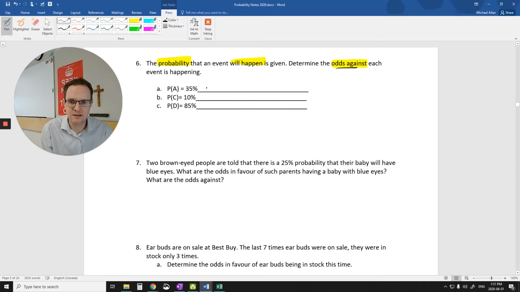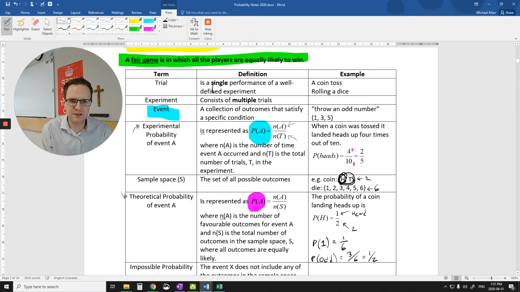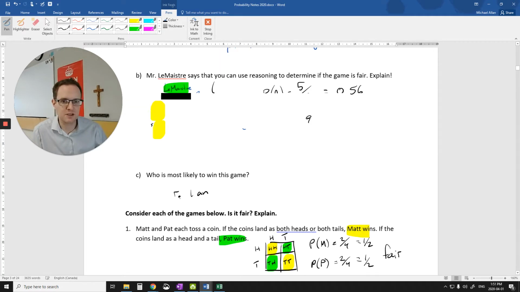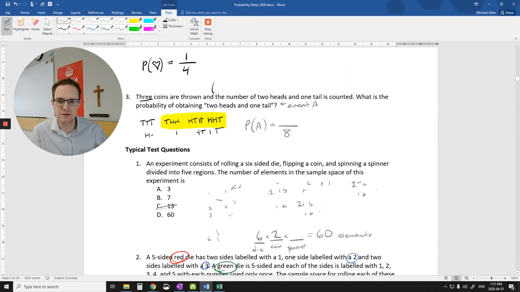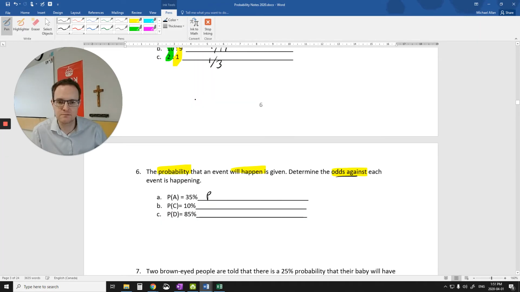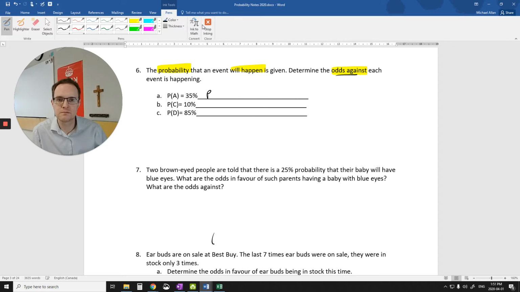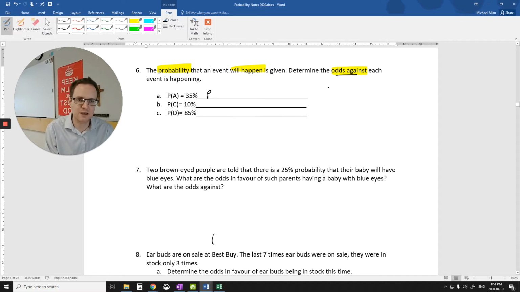So first of all, maybe I want to figure out the probability. Let's go back down where we were. To figure out the odds against, it's the probability of it not happening versus the probability of it actually happening. So I want to know the probability of this not happening to start off with.